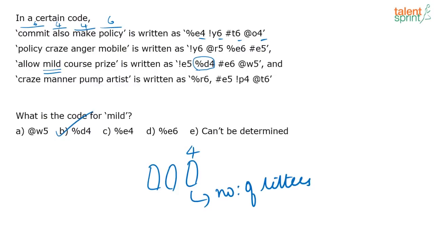See, we just found out one thing, that in the pattern the last space is filled by the number of letters in the given word. So once we know that, we can see that mild is the only word in this sentence which has 4 letters in it. So the code for mild is obviously going to be %D4. So once I got that, answer is done.